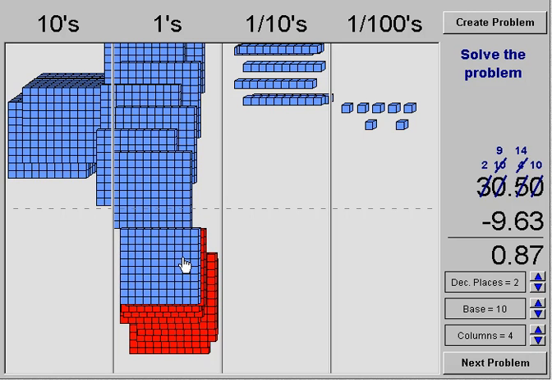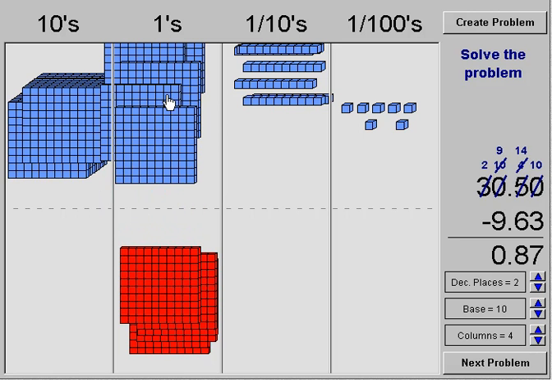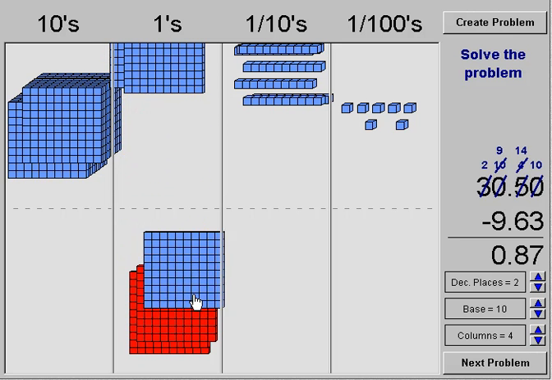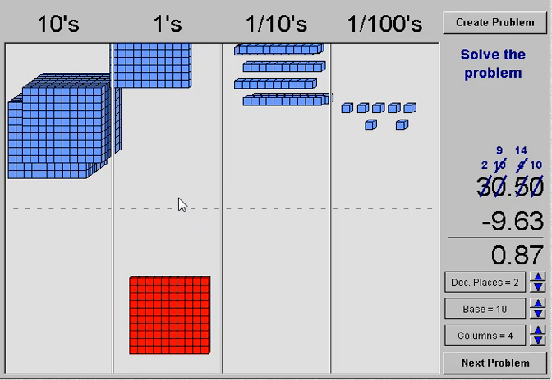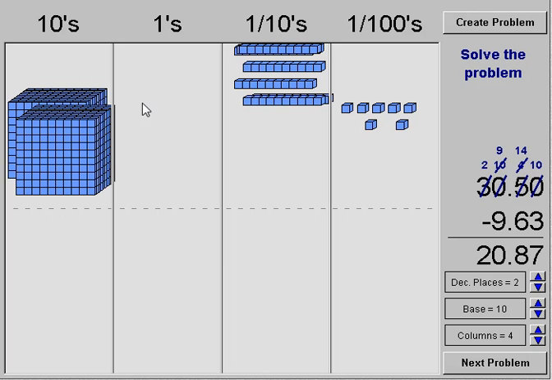I need to start matching up my 1s here. And that leaves us with 2 groups of 10, no 1s, 8 groups of tenths, and 7 groups of hundredths, or 20 and 87/100.